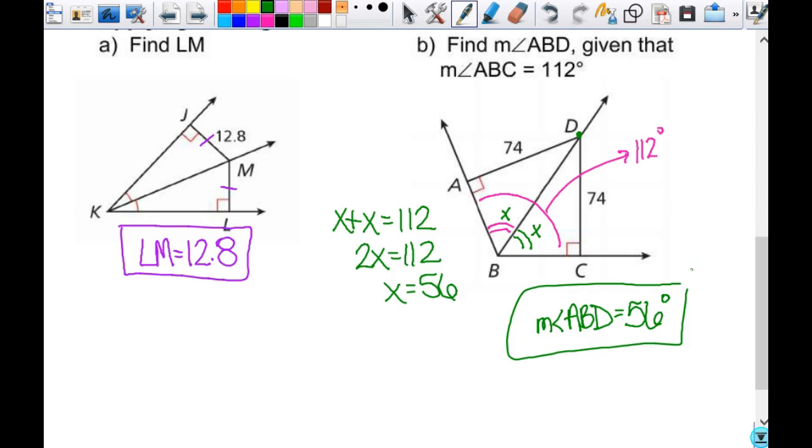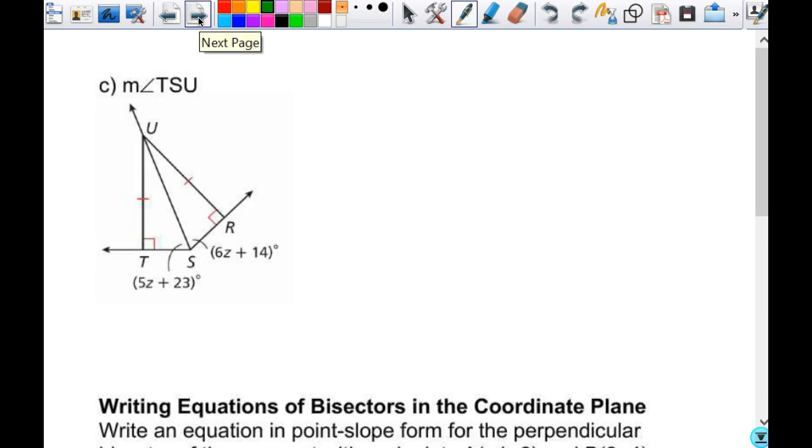Okay, everybody okay with that? Process, process, process. You absolutely have to be able to think and write algebraically. Hugely, hugely important for you. All right, next page.